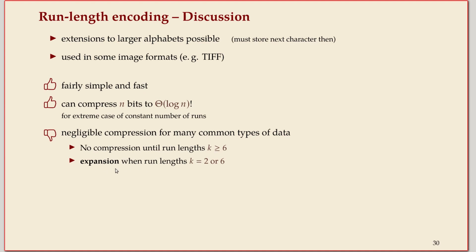Remember, this kind of expansion is inevitable for a compression scheme. We've had this no free lunch statement at the beginning of this unit, and you will prove something about this in the tutorials. So it's not surprising, but 2 and 6, that's still fairly common run lengths in many types of data. So we need a more powerful compression method for the typical data types that we want to compress.